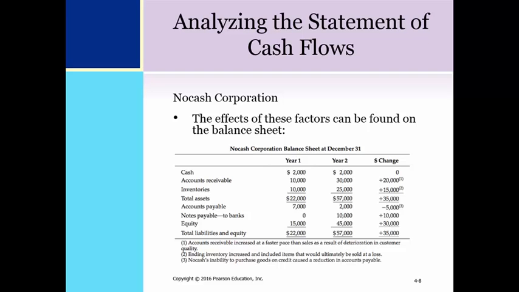The balance sheet shows the effects of what has occurred in the firm. From year 1 to year 2, accounts receivable has increased $20,000 and inventory increased $15,000. Accounts payable has decreased $5,000, while notes payable and equity increased $10,000 and $30,000 respectively. The cash account balance remained at $2,000.